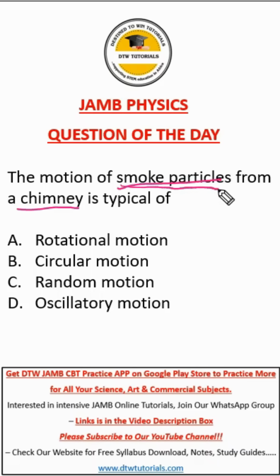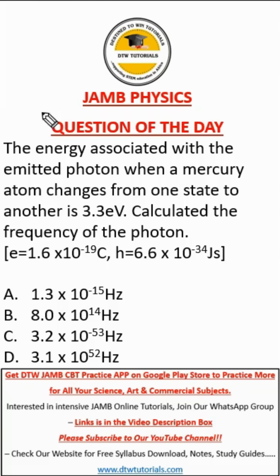The motion of smoke particles. How do smoke particles move? They are random, irregular. So which particular type of motion should it fall under? It should fall on random. We have 4 types of motion, remember? Oscillatory, rotational, translation. You can't get this JAMB physics question.